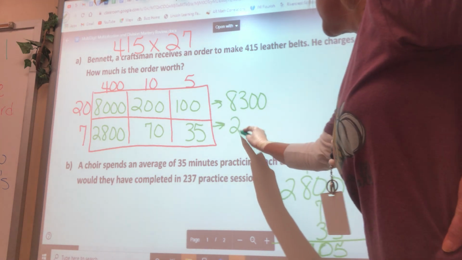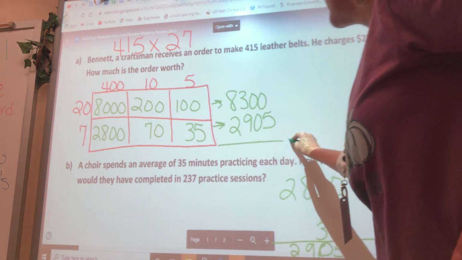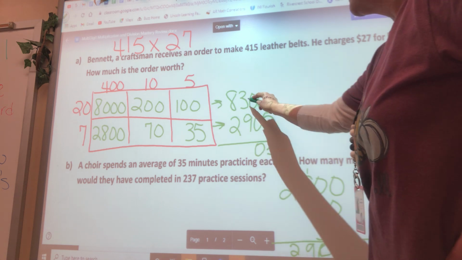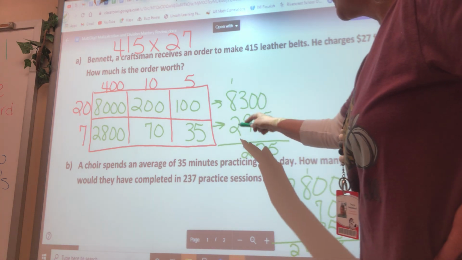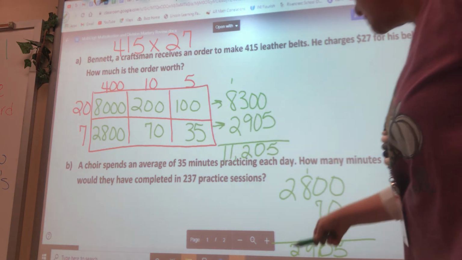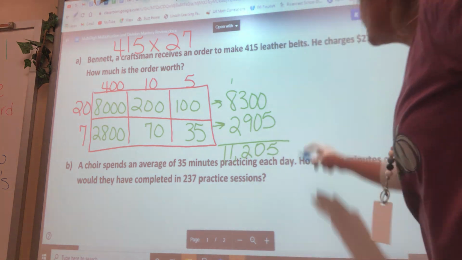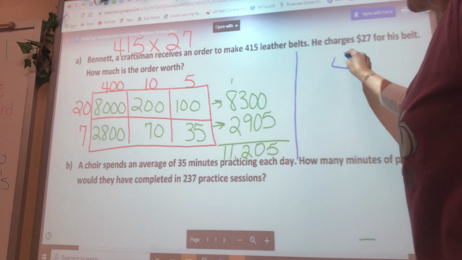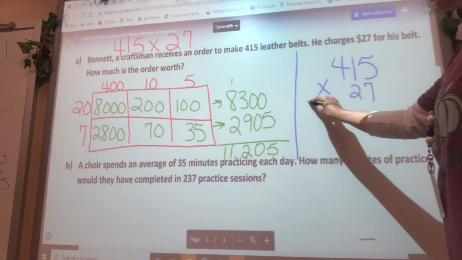So on the bottom, we have 2,905. And if we add those together, we have 5, 0, 3 plus 9 is 12, carry the 1, 8 plus 2 is 10, plus the 1 is 11. So doing it this way, we get 11,205. If you choose to do the standard algorithm, you would have 415 times 27.